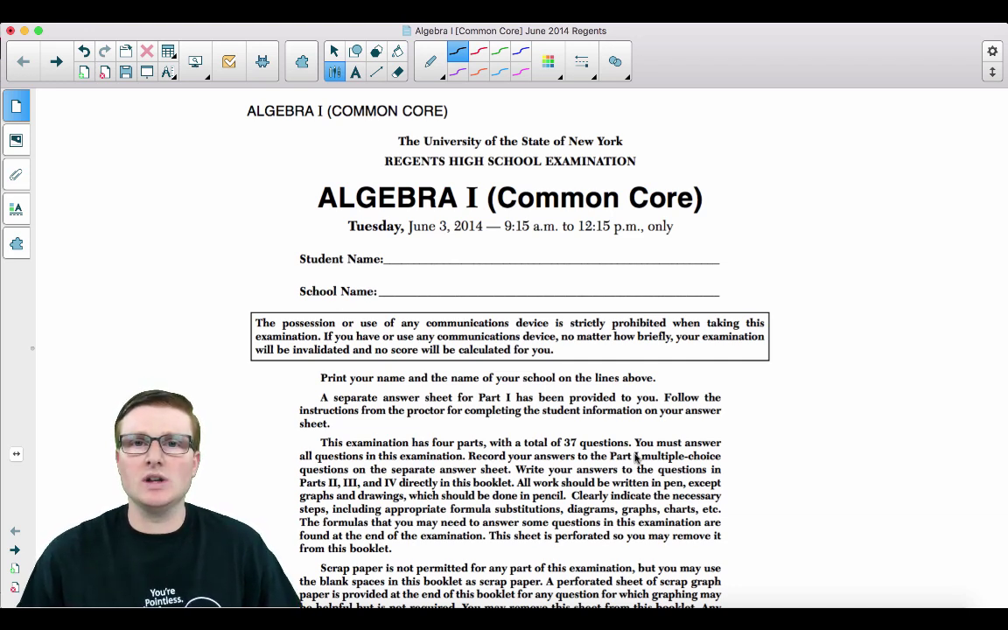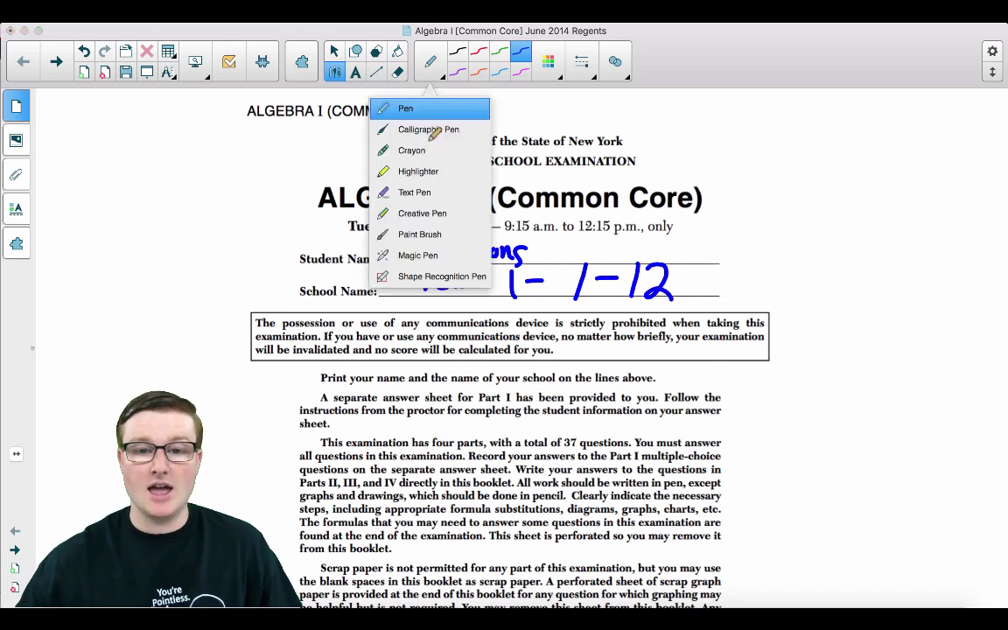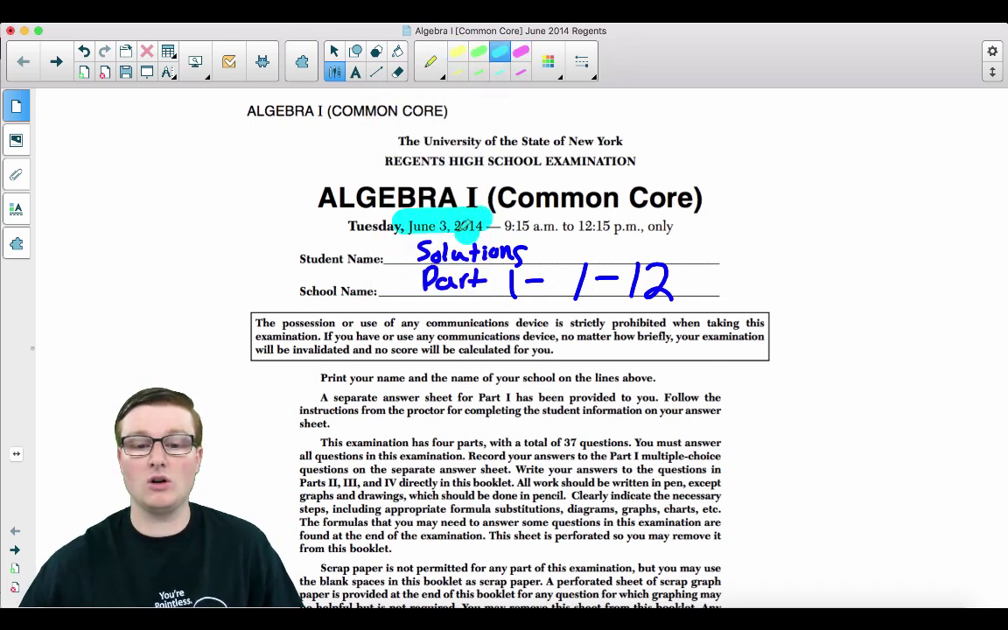This is the June 2015 Algebra 1 Common Core Regents exam. This is the very first one that was given a long time ago, and these are going to be the solutions to this exam. We are going to be doing part 1, which are the multiple choice problems 1 through 12 of this examination. And welcome one and all.